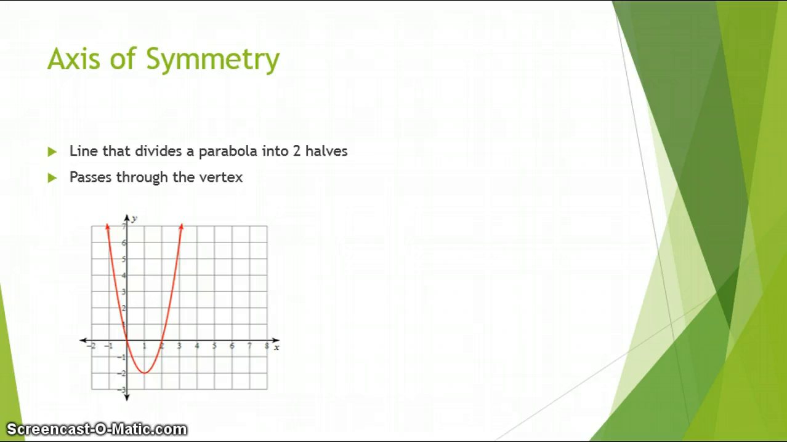The axis of symmetry is a line that divides the parabola into two halves, and it passes through the vertex. So if I draw a line cutting this parabola right in half, that line is my axis of symmetry. I name the line using the x value that it passes through: x equals 1. Remember, 1 was also the x value of my vertex.